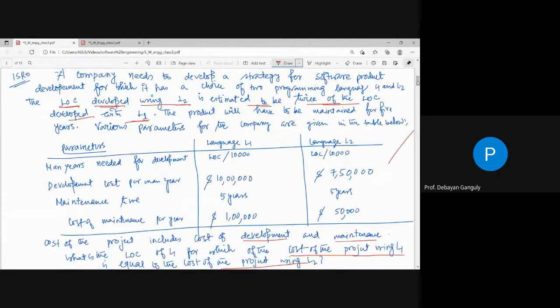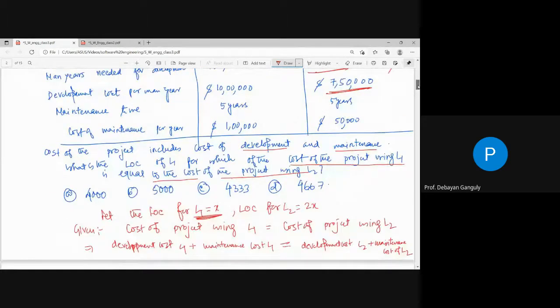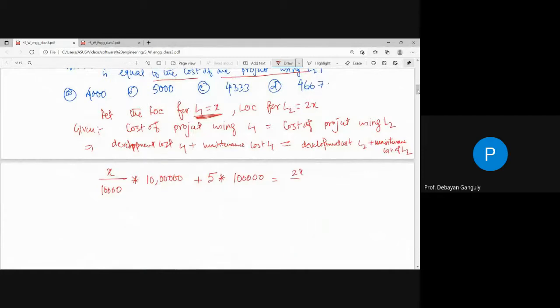It is the same, because you just see LOC by 10,000, and this is 7 lakh and 50,000. So that means it equals 2x by 10,000. In the question it is given, Sandeep, it is 10,000 everywhere, right? Yes, sir. Okay. So this is 10,000 multiplied by 750000, and the maintenance cost 5 and 50,000. That is a simple thing. Then from this you have to find the value of x.